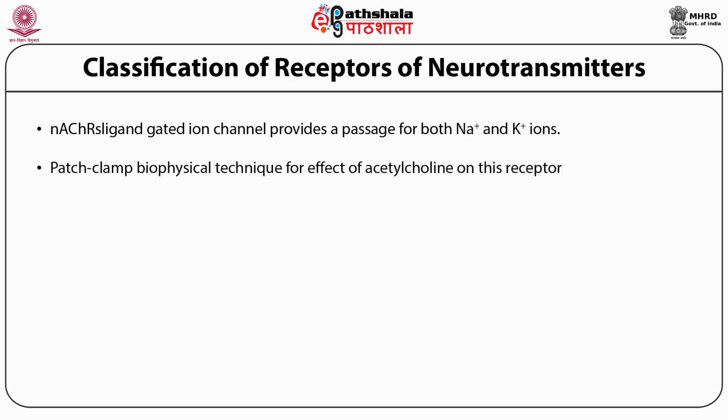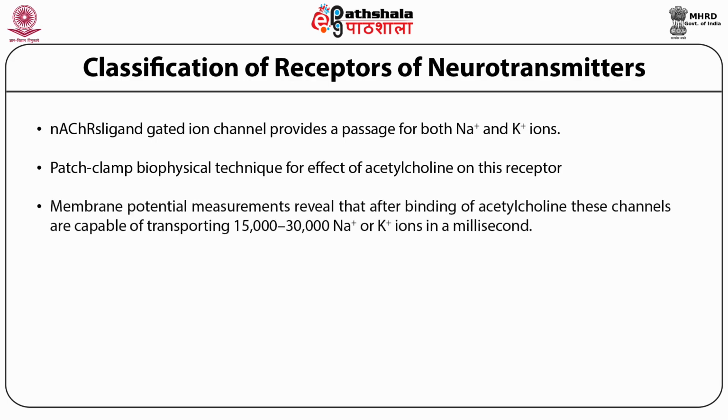The effect of acetylcholine on this receptor has been studied using the patch clamp biophysical technique on an isolated outside-out patch of muscle plasma membrane. Membrane potential measurement using patch clamp after binding of acetylcholine shows that these channels are capable of transporting 15,000 to 30,000 sodium or potassium ions in a millisecond.